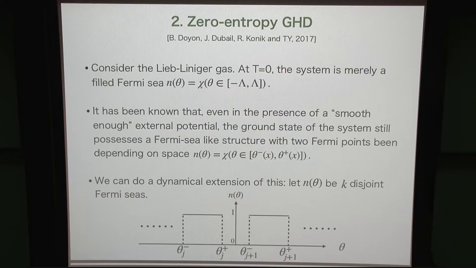The next topic is what happens to GHD if the system is very close to the ground state. So let's consider, for example, the Lieb-Liniger gas. At zero temperature, it's known that this system is simply the filled Fermi sea, which can be written in this way. And it is also known that even if you turn on an external potential, the system still possesses a Fermi-sea-like structure, now with two Fermi points depending on space, like this. This has been known for a while and is called the local density approximation.